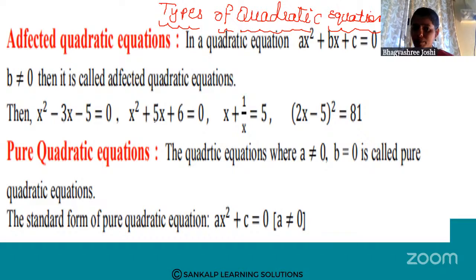Here x square plus 5x plus 6 equal to 0. Here also a is 1, ax square plus bx plus c. So b is 5 here and c is 6 here. Therefore, this is also affected quadratic equation, right?